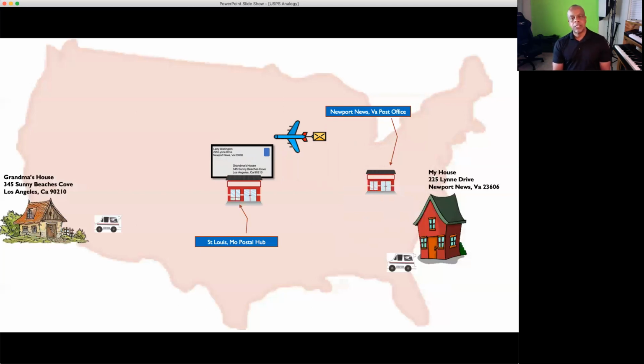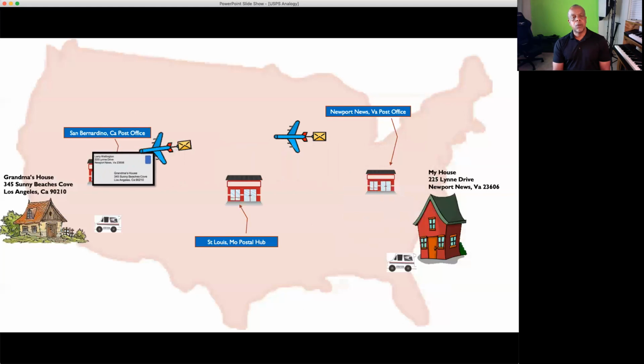So it does the same thing. It says, well, you know what? The closest route that we have established is San Bernardino. So it sends it to San Bernardino. Now that's not too far from my grandmother's house, which is back into a local area, which they put on a truck and gets it to my grandmother. She opens the letter, reads it, and we're happy again. So what did we just do?